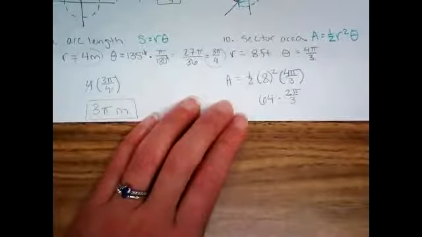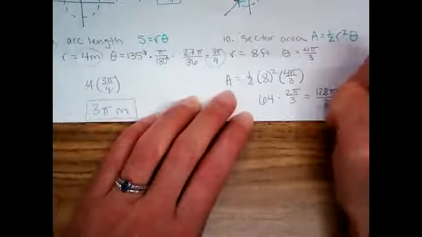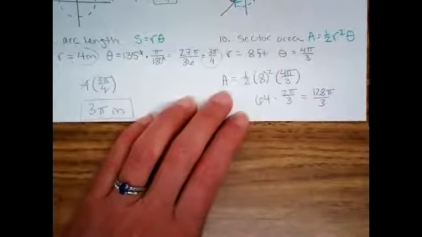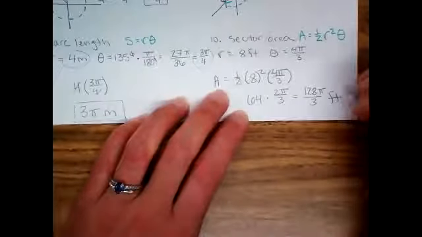So 64 times 2, 128 pi over 3. And then units were feet for that, but we found an area. So your area would be feet squared. Good.